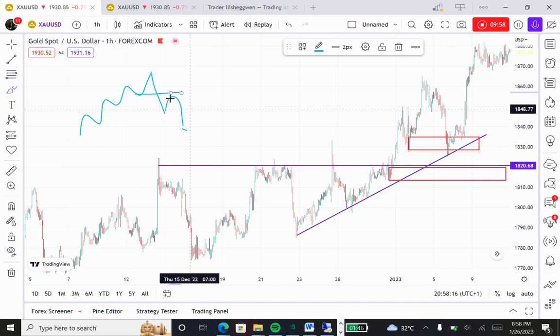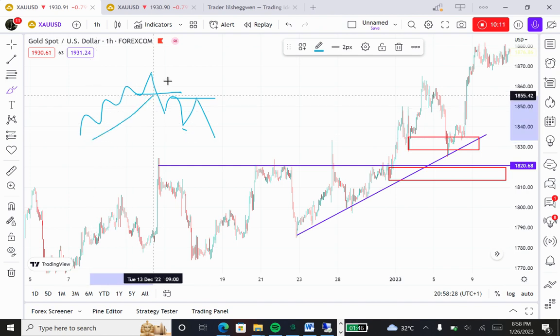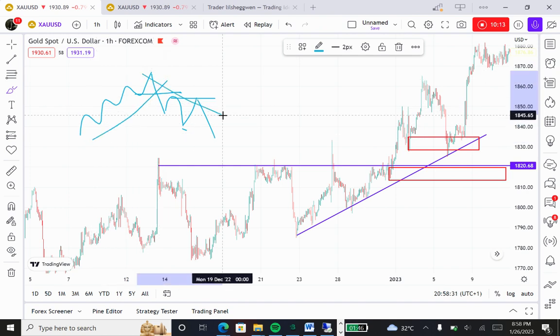The next thing you are looking for is for the market to come back to this structure, test it, and then you go for your sell, because you have waited enough time to confirm that this market has now turned from being in an uptrend to a downtrend. So it's as simple as that.